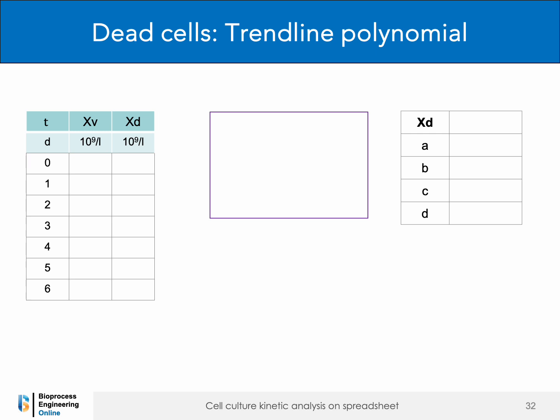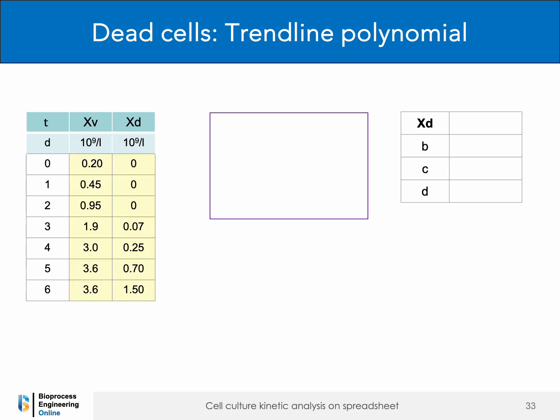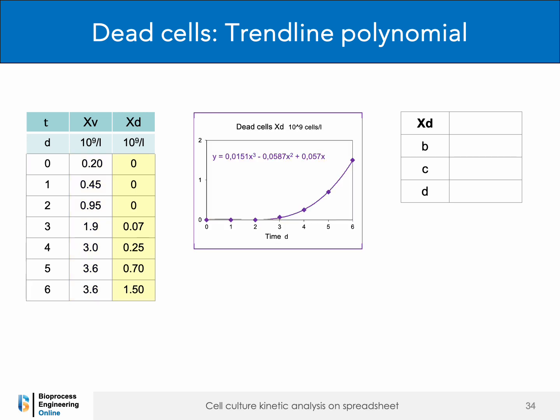In the cell's death rate section, you proceed in a similar way to first determine the third-order polynomial curve that best fits the experimental dead cells concentration time variation. Transfer from the above experimental results table the viable cells XV and dead cells XD concentrations during the culture. On the graph, add the trendline third-order polynomial curve through the experimental dead cells concentration and display the curve equation. Report the values of the polynomial coefficients B, C, and D.